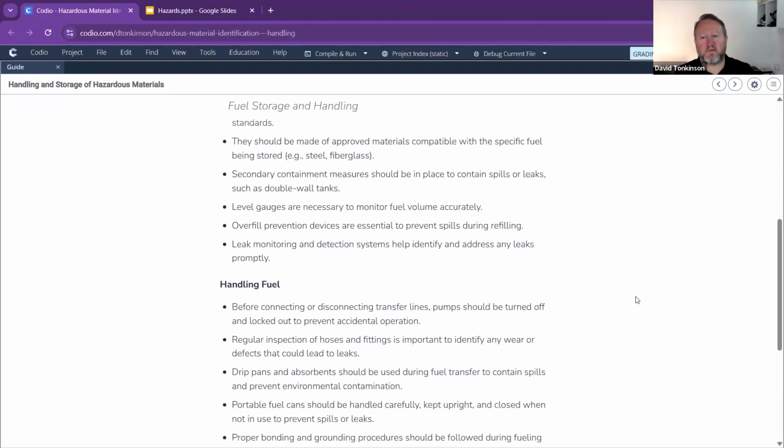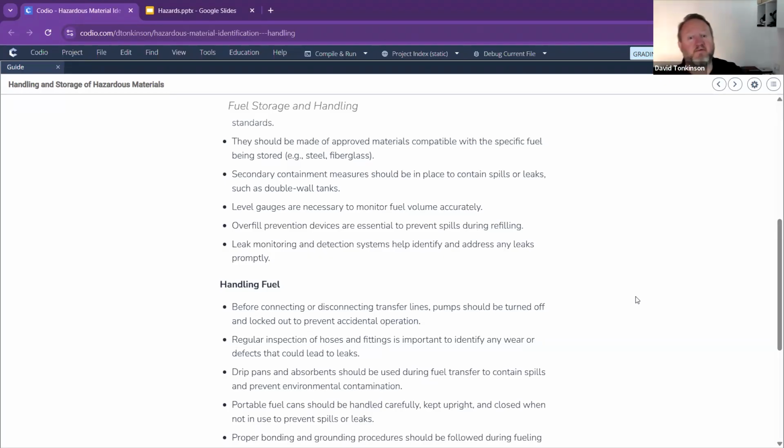Some of these are things such as double-walled tanks. Self-sealing tanks are not so common. I think they were used in the Second World War for aeroplanes, weren't they? Most of these are double-walled tanks, so if there is a leak, you can see those, and you should be able to visually inspect any leakage. And we'll normally have something like a leak monitoring and detection system.